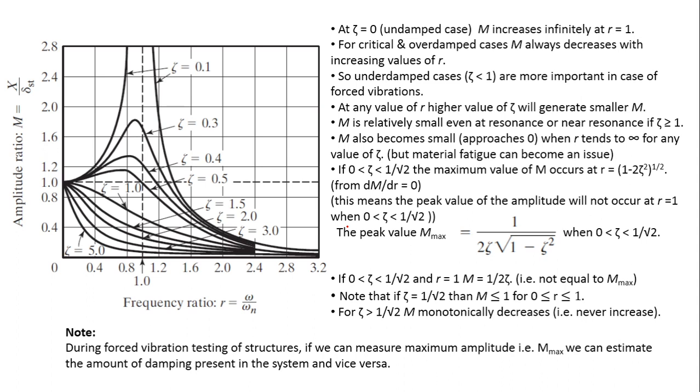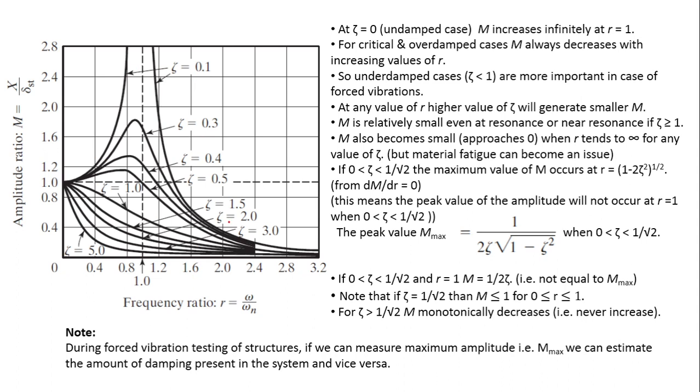So if you look carefully at this figure, this is the last slide by the way of this lecture, and it's a very important one as well. So the magnification factor, or the magnification ratio, or you can also say amplitude ratio, m equals capital X upon delta st, is plotted on the vertical axis, and on the horizontal axis we have plotted the frequency ratio. Both are dimensionless, and for different values of zeta these curves are plotted.